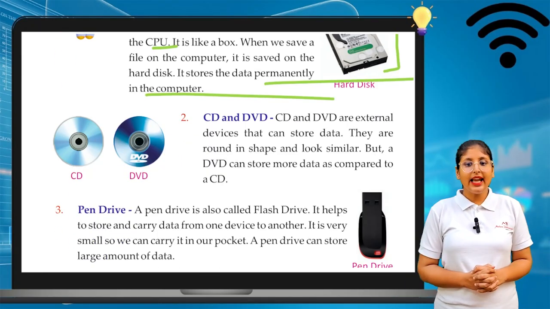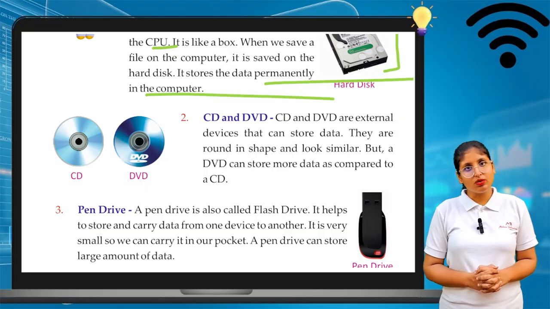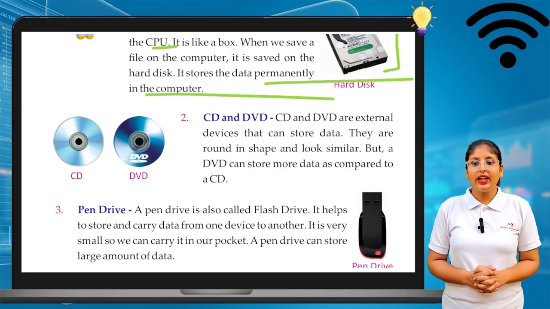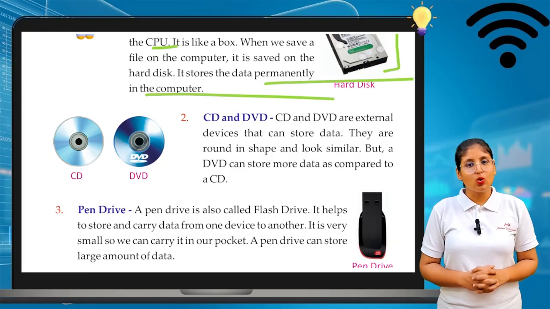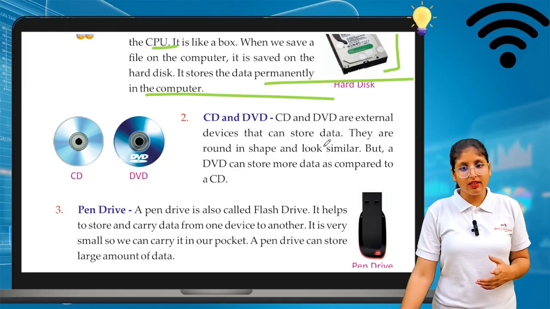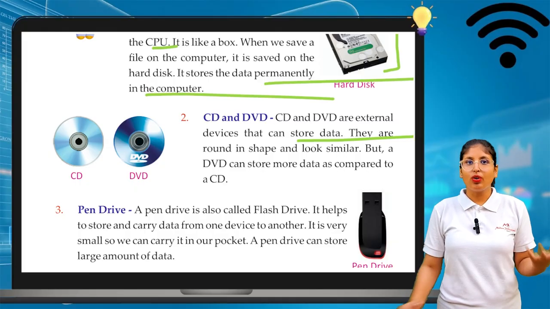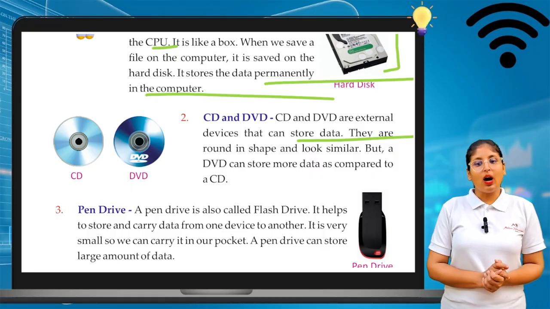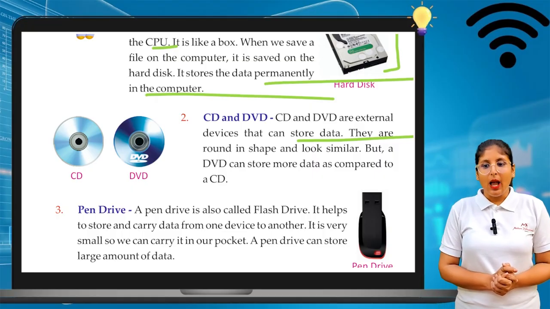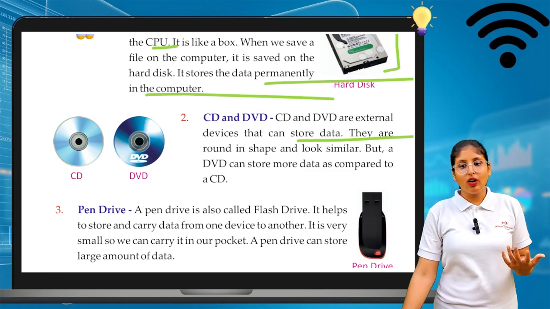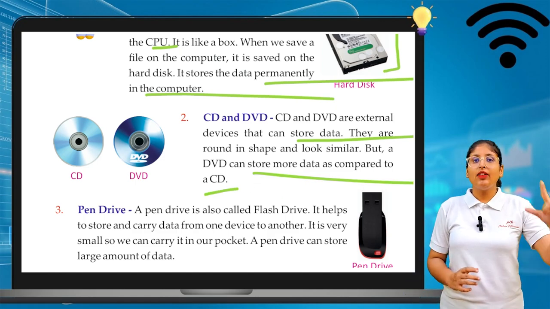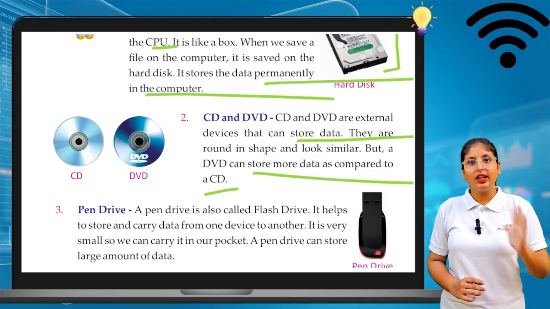Next, CDs and DVDs are also there to store your data. CDs and DVDs are external devices that can store your data. They are round in shape and look similar, but a DVD can store more data as compared to a CD. This is the difference between CD and DVD.